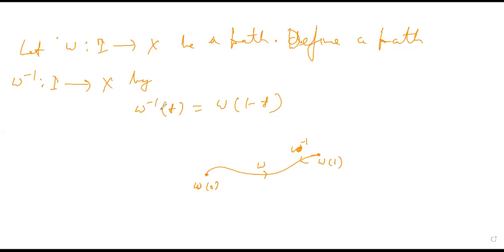You see, when t equal to 0, omega inverse 0 is what? Omega 1, right? So this is basically omega inverse 0. This is omega inverse 1, right? So omega inverse is the opposite path. Its image is the same, but it is traversed in the opposite direction. So omega starts from here and ends here, but omega inverse starts from here and ends here. This is the difference.